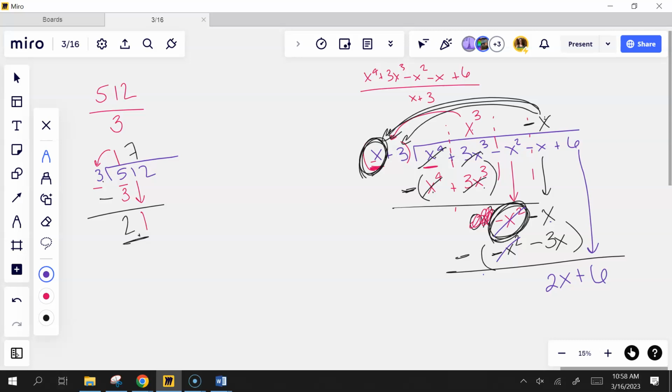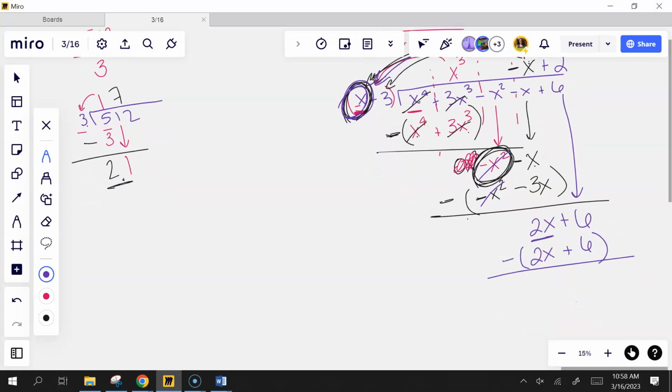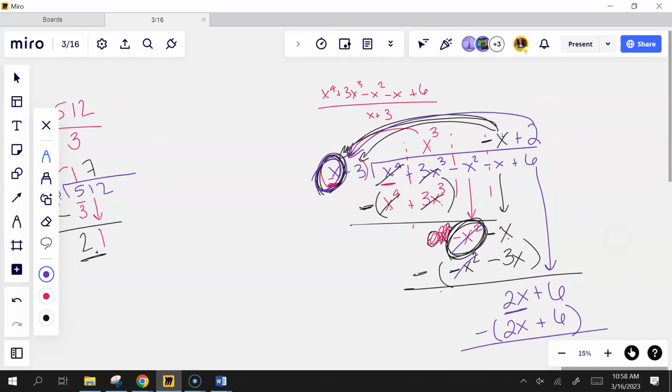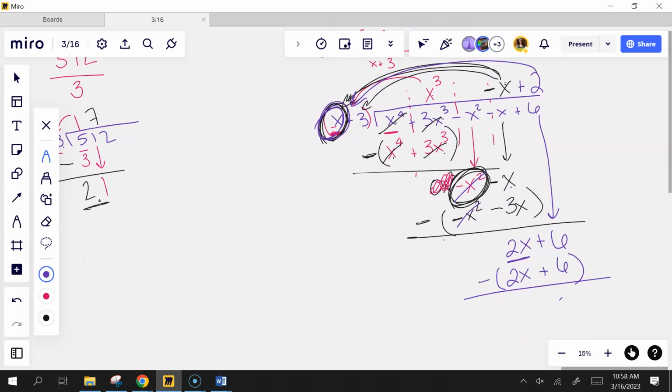What goes up top this time? 2. Why 2? 2 times x is 2x. It's what do I multiply this by to get this? And it's 2. Multiply it around, but when you do, it has to multiply to both pieces. So 2 times x is 2x. 2 times 3 is... I can't read it anymore. No, it's a plus 3. Yes.